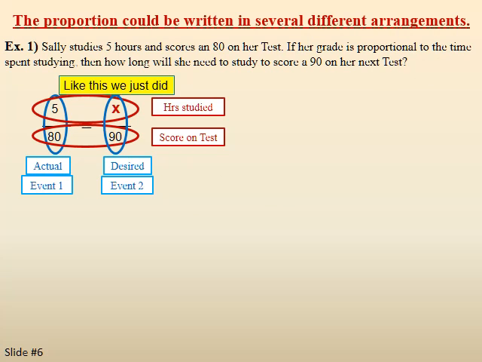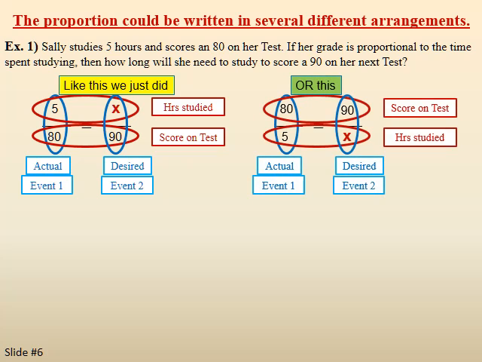Now, this could have been written several different ways. We just did it like this: 5 over 80 equals X over 90, where event 1 was actual, studied, and test, and event 2 was desired. The numerator were hours, and the denominator was score. But we could have set it up this way. In other words, on that initial fraction, I could have flipped it. I could have put score on top and hours on the bottom, which would then change the second fraction to 90 over X.